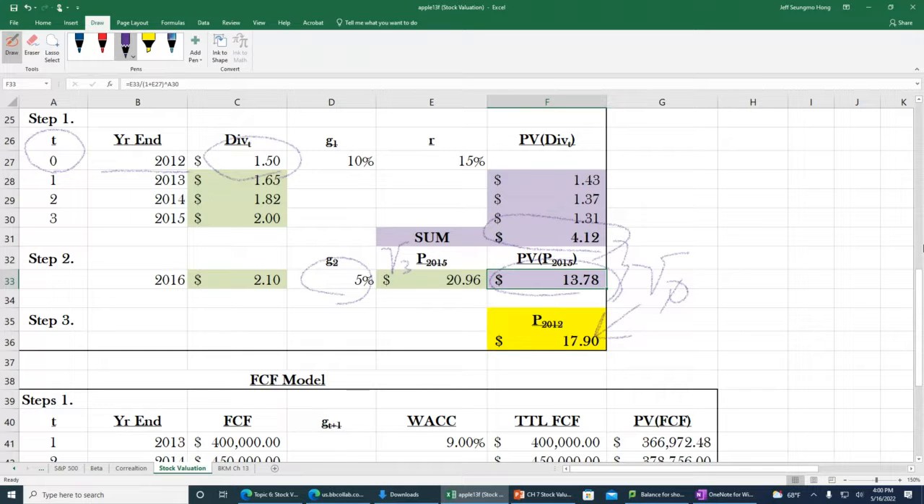Alrighty. So next is the free cash flow model. But I think it's a good time to take a break first. Let's take a 10-minute break, and we'll come back to the free cash flow model. All right.